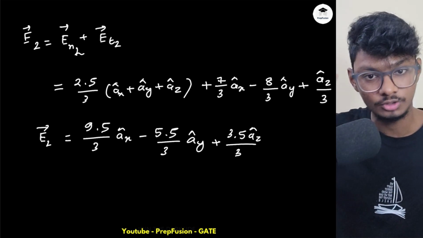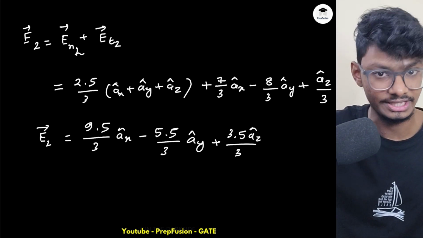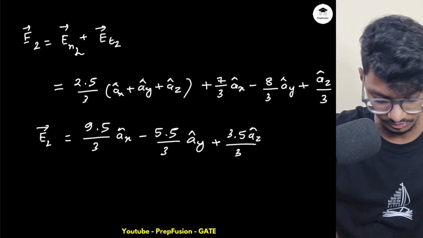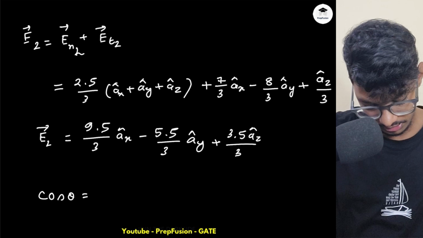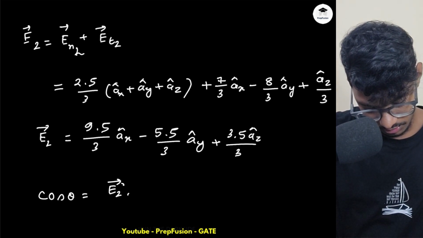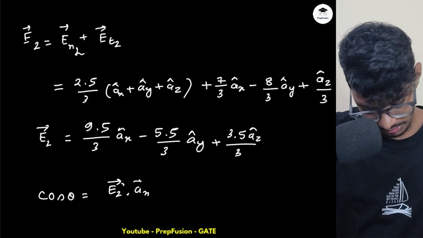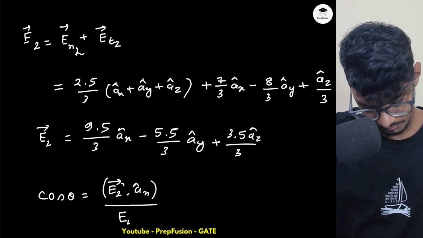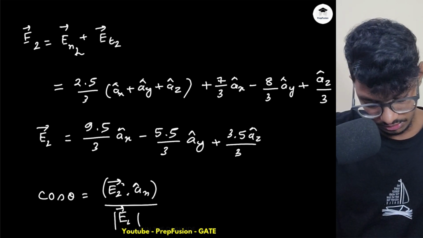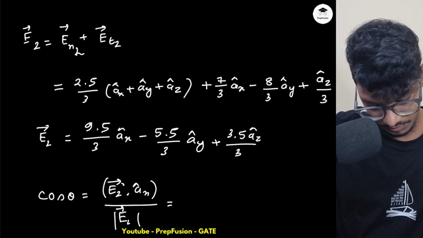And now I will take the dot product so that I will be able to understand the angle. How do you find out the angle? Just take the dot product with a normal vector, with respect to which you want to find out the angle. So my cos theta I will get by E2 dot an cap divided by magnitude of E2, because an magnitude is simply 1, right?